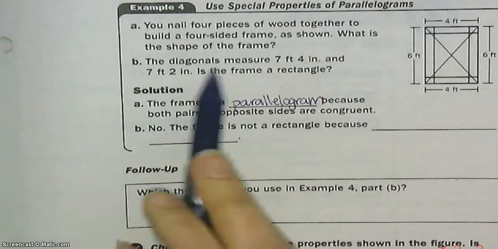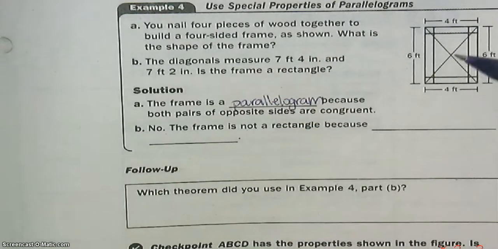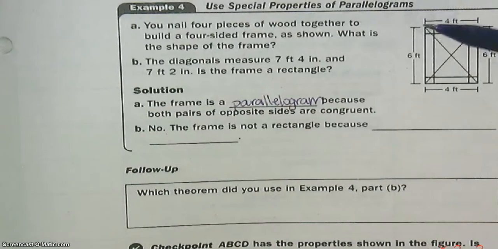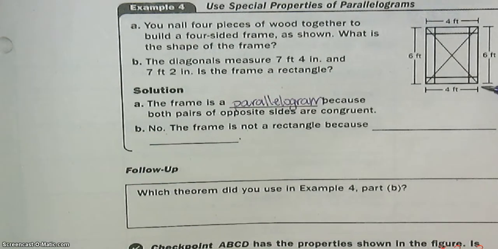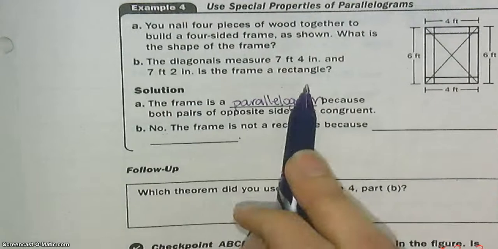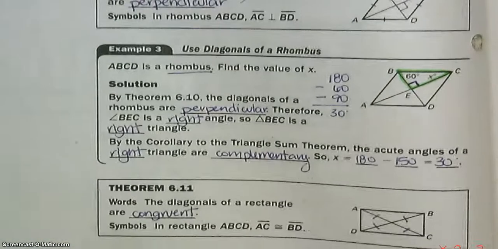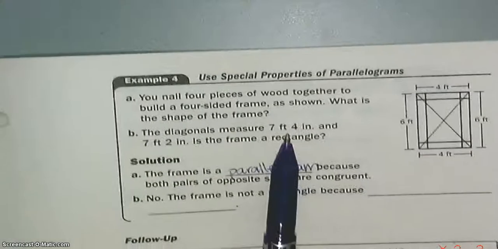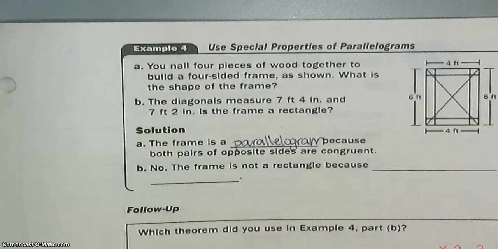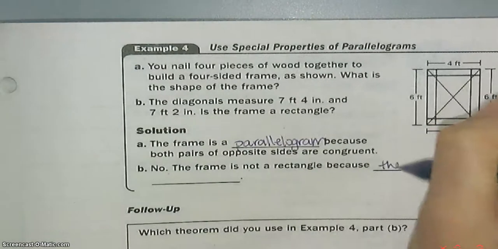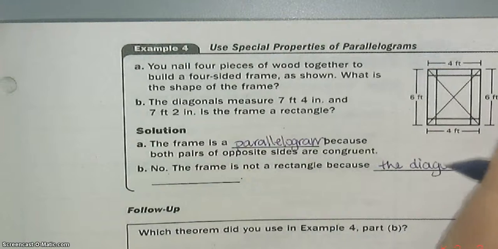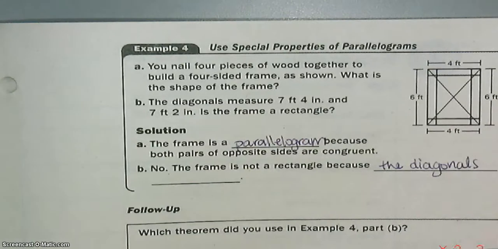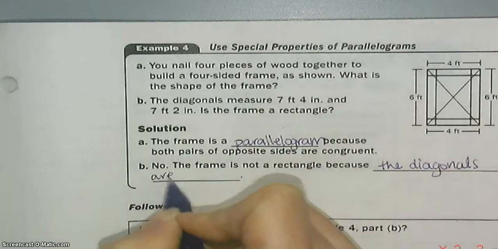And then it says the diagonals measure 7 feet 4 inches by 7 feet 2 inches. Is it a rectangle? Well, what do we know about the diagonals of a rectangle? Let's go look. The diagonals of a rectangle are congruent. They're supposed to be the same. These are not the same. So this is not a rectangle, because the diagonals aren't congruent.